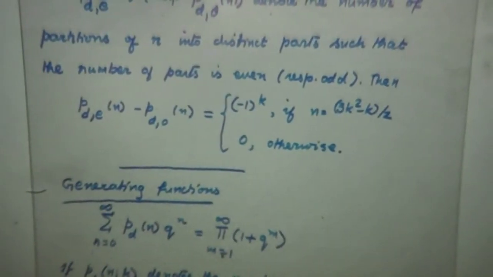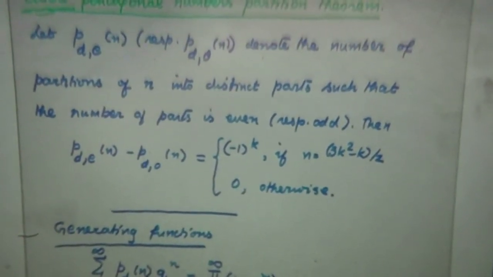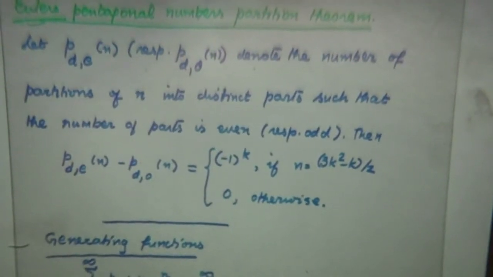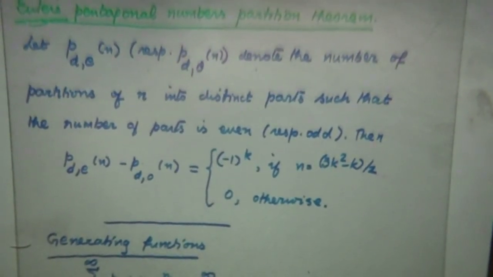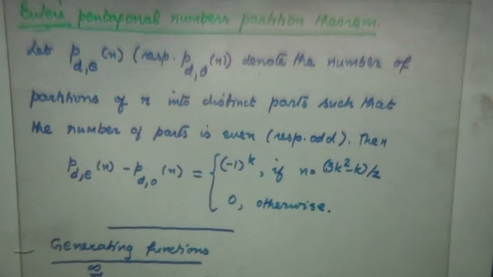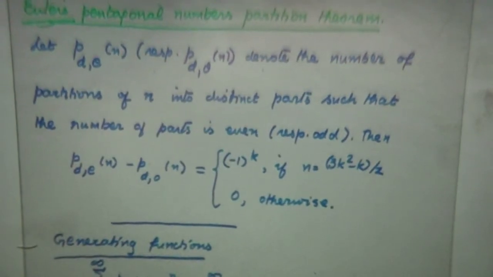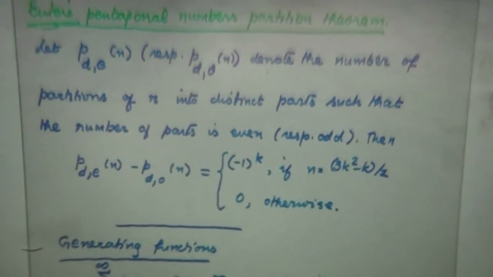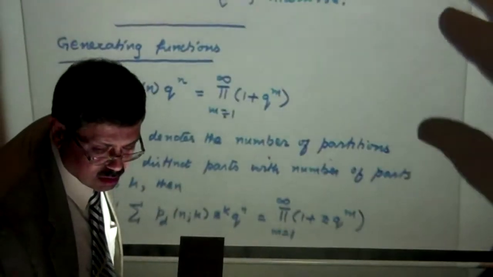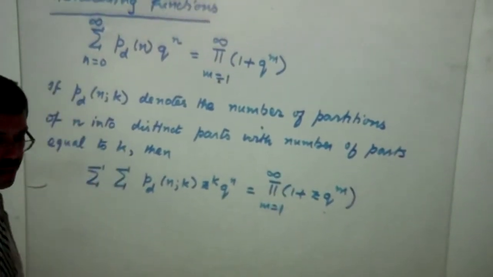So if PDE of n and PDO of n denote the number of such partitions into distinct parts having an even and odd number of parts respectively, and if I split the set of partitions into distinct parts into two subsets in this fashion, that split is always the same except at the pentagonal numbers. Okay, so that's what Euler's theorem is in terms of a partition identity.